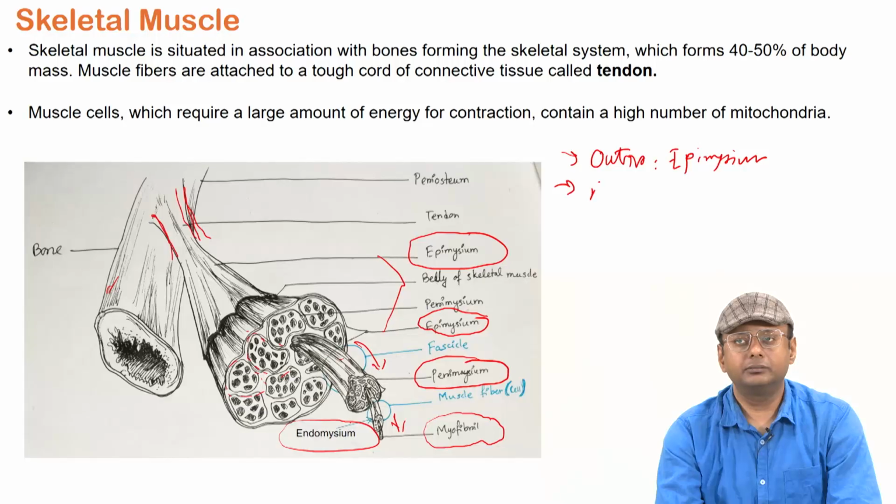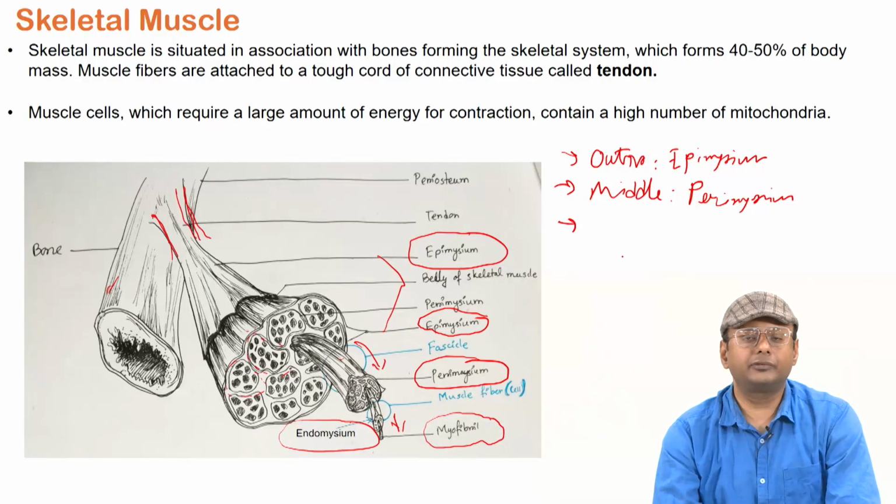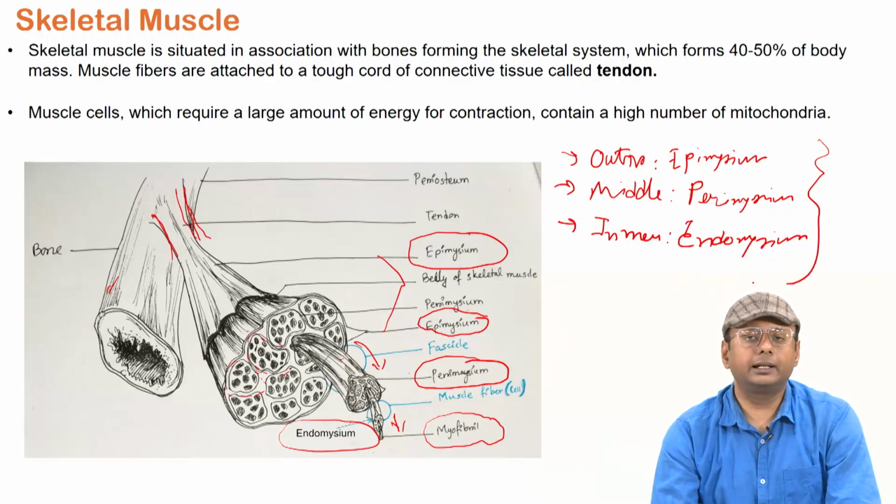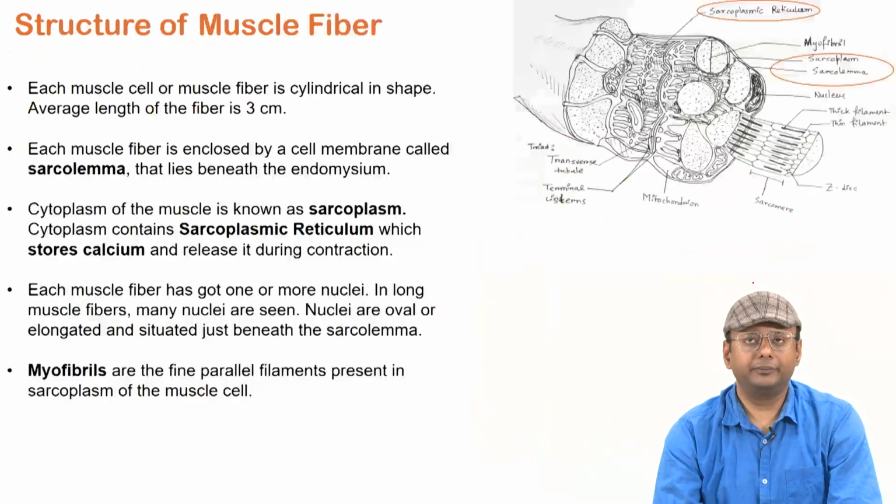Then we have the middle layer, which is called perimysium, and just above this myofibril, which is also a kind of unit of muscle cells, you have the innermost layer of the muscle, which is called endomysium. Okay, so these are basically the three layers of muscle membrane.